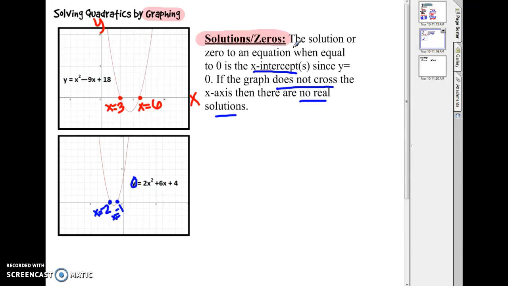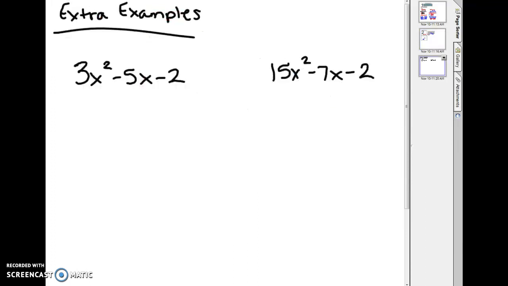Okay. All right. So if you're catching on and everything, you're ready to go ahead and do your worksheet for today. Otherwise, I'm going to go ahead and do a couple more examples just in case. Okay. So here's some extra examples.